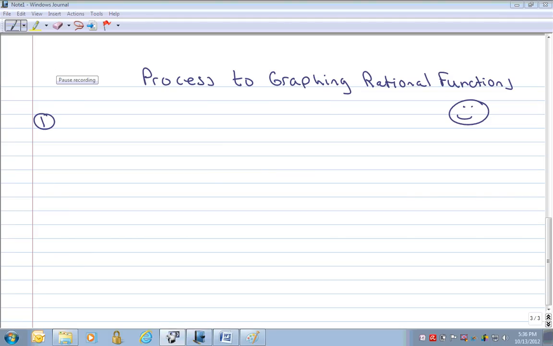All right, this is kind of the process to graphing rational functions, and let's just say, by the way, go Bearcats with great victory last Friday night.